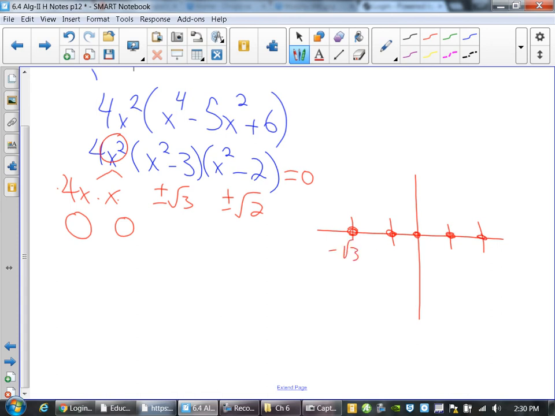Negative root 3, negative root 2, 0, root 2, and root 3. It would have to look something like that, right? Your tails are up because it's a first term positive with an even exponent, which means it's working its way down, changes direction, touches, changes direction, down, and back up. And it'll look exactly like that.